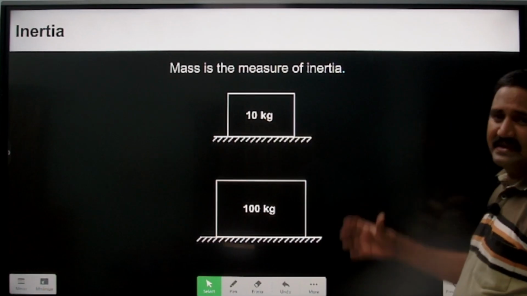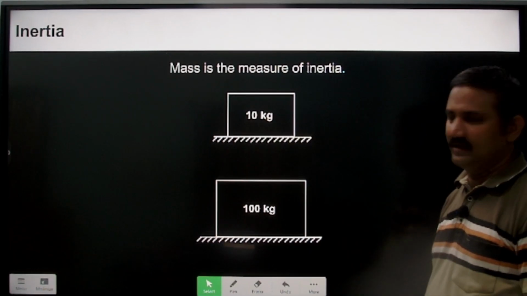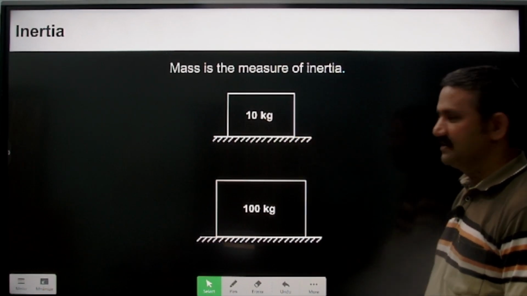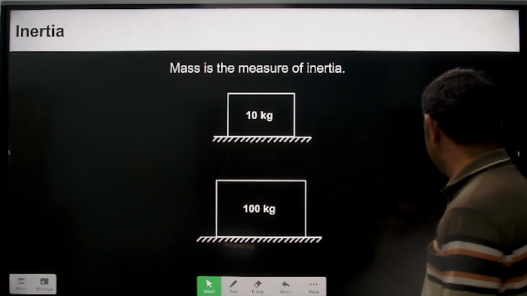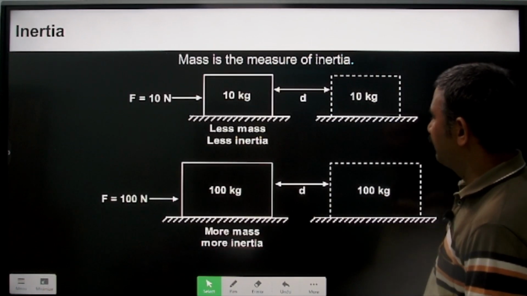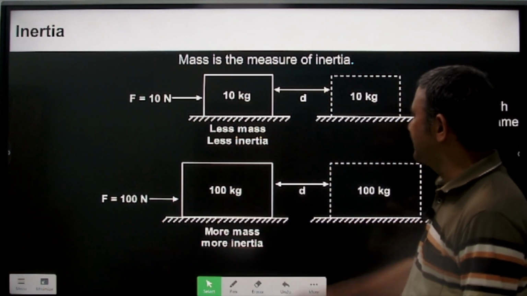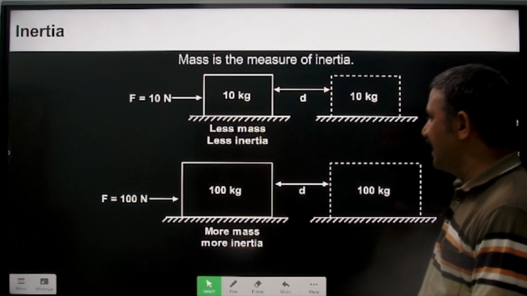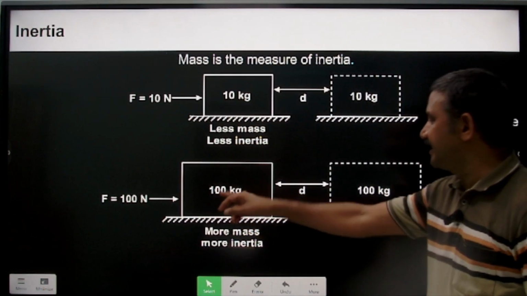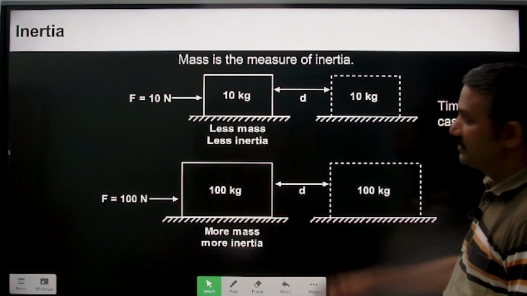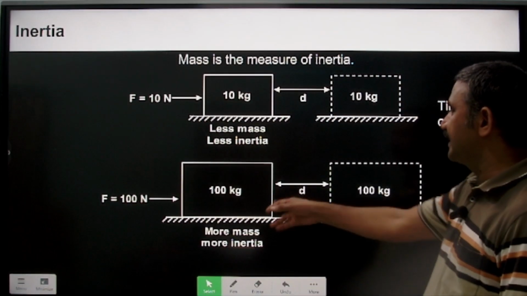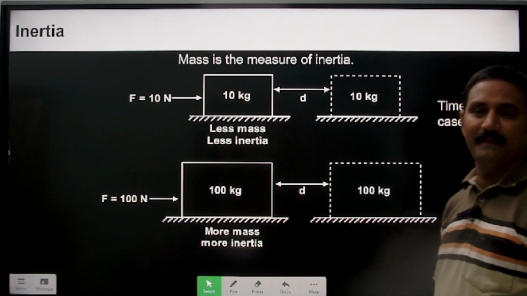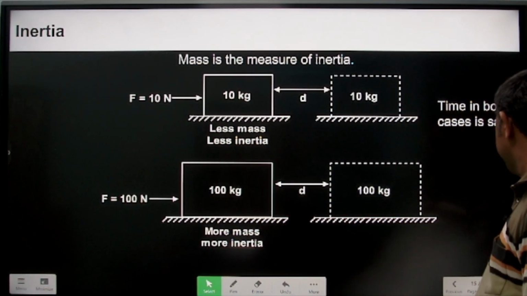Next, mass is the measure of inertia. Here this is a 10 kg mass and this is a 100 kg mass. For both to move the same displacement d, the 10 kg mass requires 10 Newton, and similarly the 100 kg mass requires 100 Newton. So which one has more inertia? The 100 kg mass has more inertia. So mass is the measure of inertia.